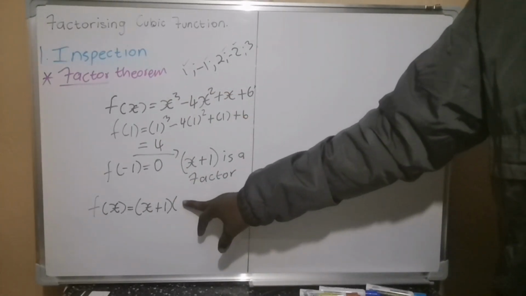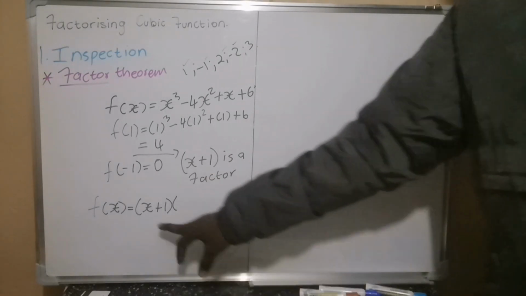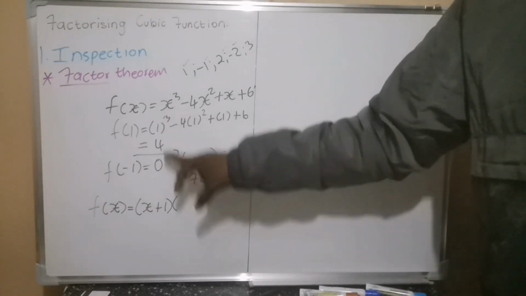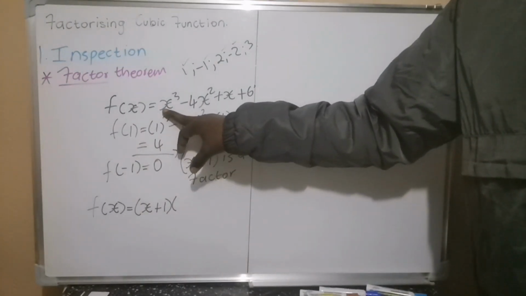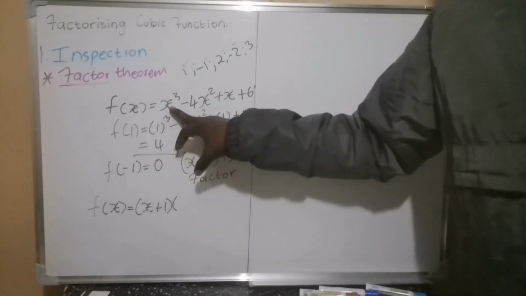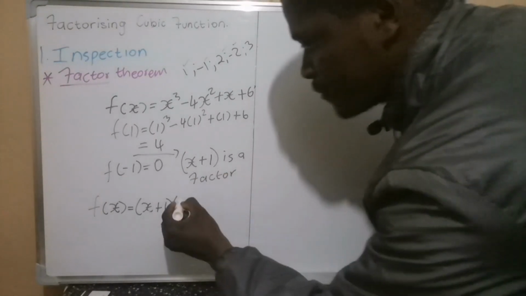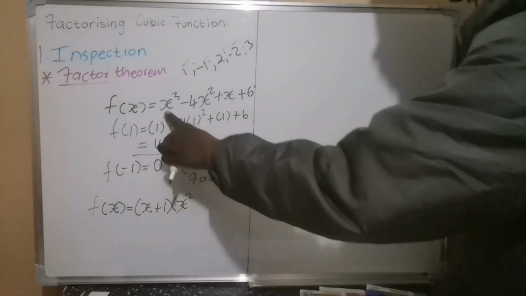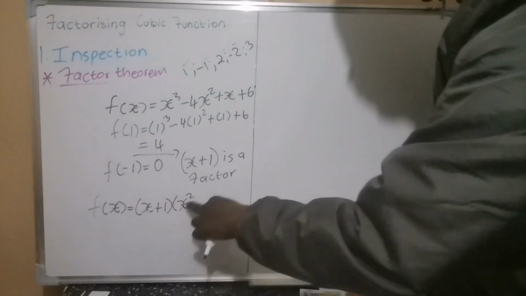On our second bracket, which factor can I multiply with x to give us our first term? Basically, which variable can I multiply with x to give me x cubed, so that I can put it here? I need to put x times x squared, and x times x squared is x cubed. It gives me my first term.